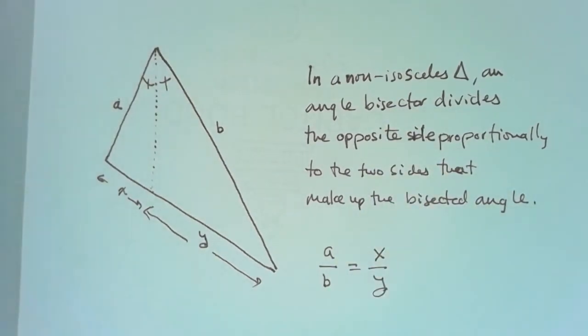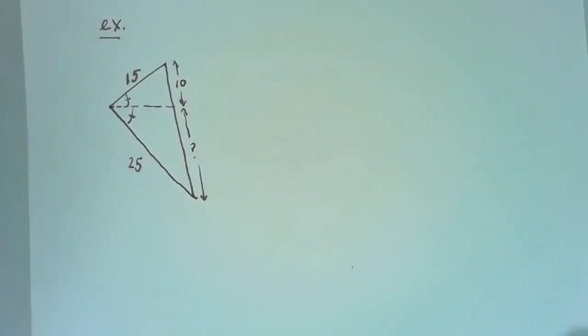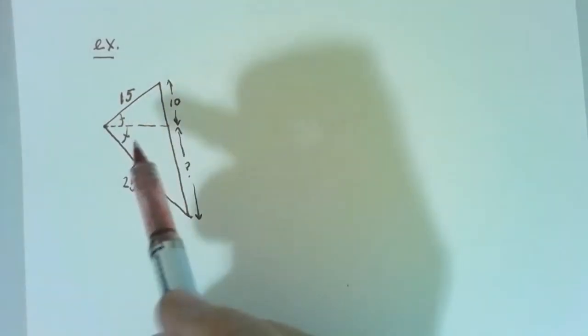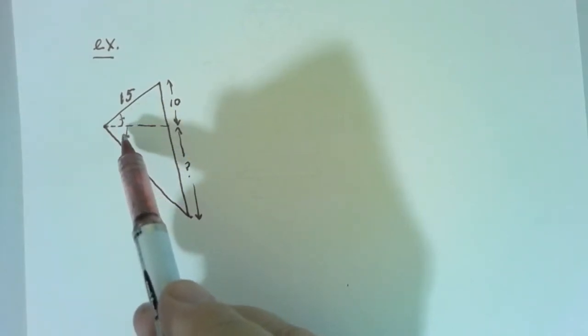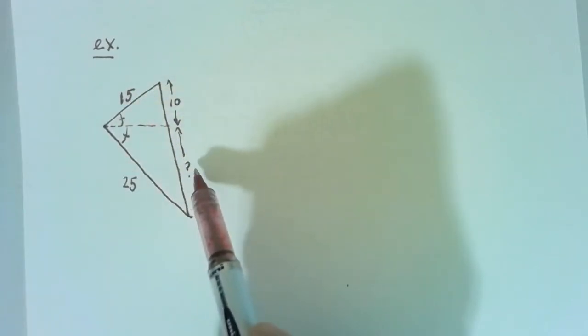I want to do a couple of examples. I'm going to do a more straightforward one and then a more challenging one. So here's the more straightforward one. Here I have a triangle. I have an angle bisector. I can see that because I've marked these two angles as congruent. There's the tick mark. And then I have these different measurements, and I want to determine what this length is here.